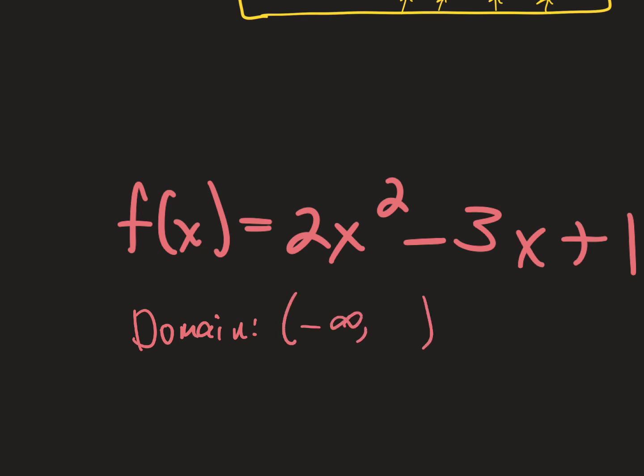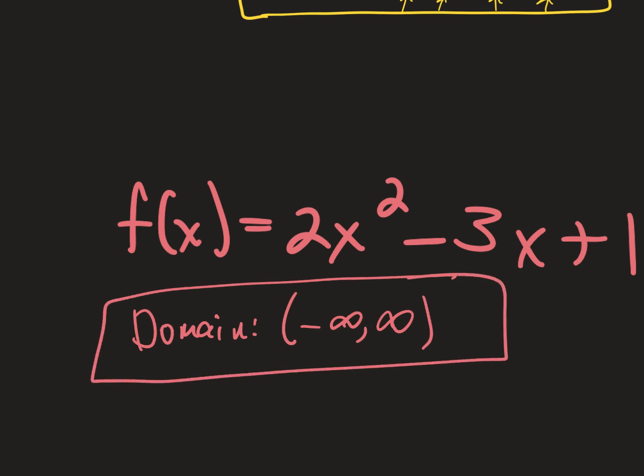Negative infinity to positive infinity. I can use any negative number in the world, and when I plug it in, I'll get out an answer. I can use any positive number in the world. When I plug it in, I will get out an answer. I can plug in 0, right? And I get out 1. So your domain here, if none of your rules are broken, your domain is all real numbers, negative infinity to positive infinity.